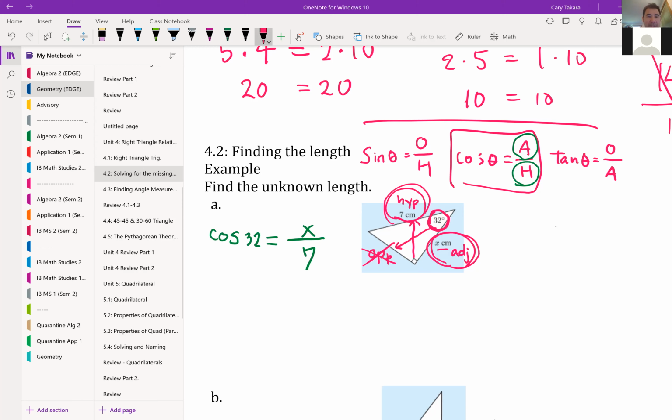I'm going to write first cosine of 32 as a fraction. So I'm going to write that cosine of 32 over 1. Are you guys okay on that? So now you've got fraction equals fraction, right? So now we can cross multiply. So I'm going to multiply 1 times x. What's 1 times x? Isn't it 1x? Or simply just x equals the other multiply together, which is cosine of 32 times 7.